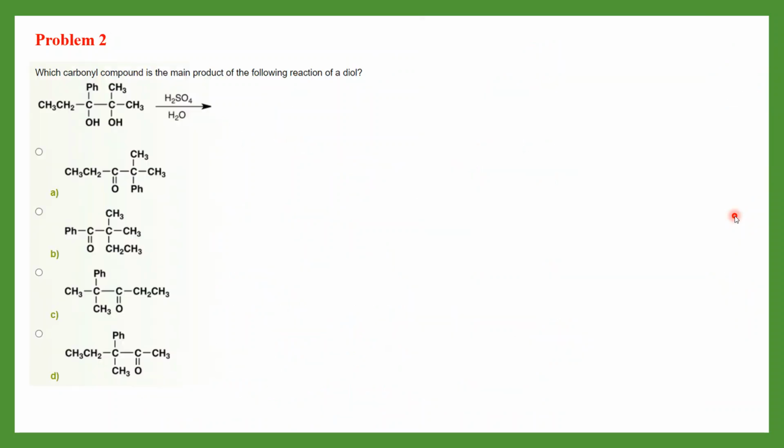Okay. So this is problem number 2. Which carbonyl compound is the main product of the following reaction of a diol? This is a diol. The given conditions are H2SO4. Can you name this reaction just by looking at it? If you can't, no issue. Can you tell me what the first step will be? Pinacol rearrangement, very good.